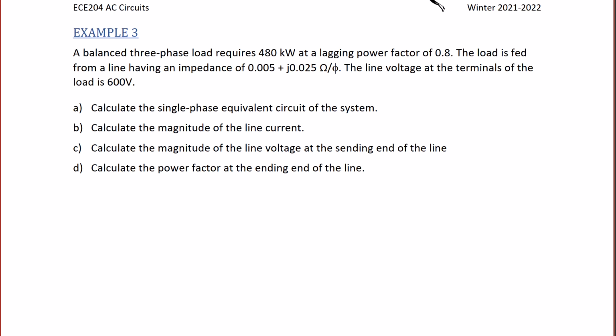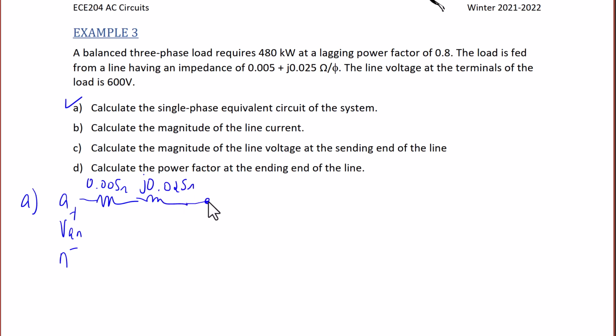So the first thing we are going to do is draw the equivalent circuit, which is part A. At the sending end of the line, we're going to have A and the neutral and represent the voltage between them as VAN. And then we're going to have the line impedance, which is going to be a resistor with 0.005 ohms and an inductor with j0.025 ohms.